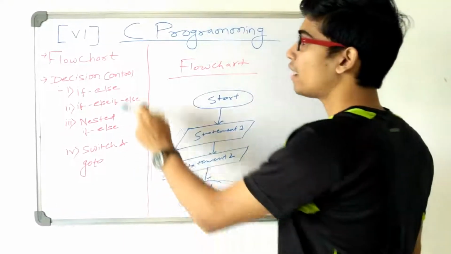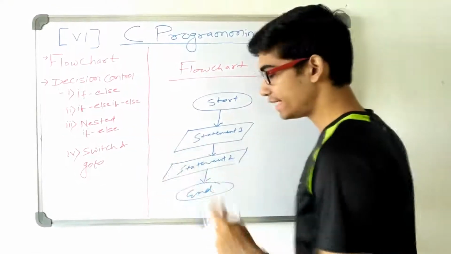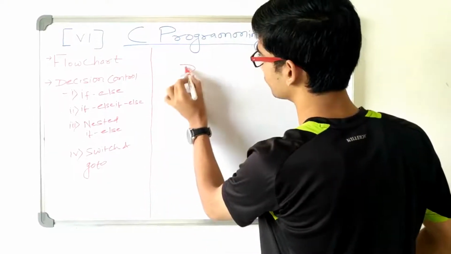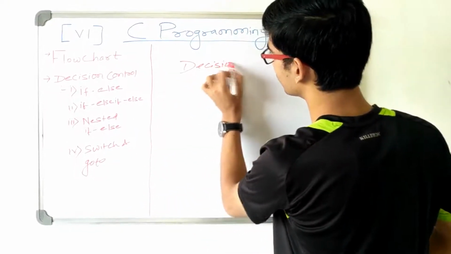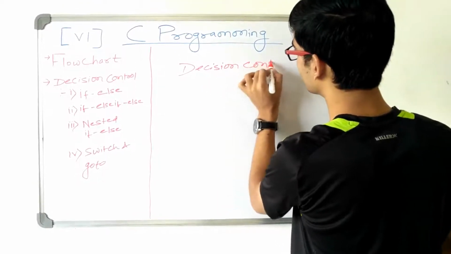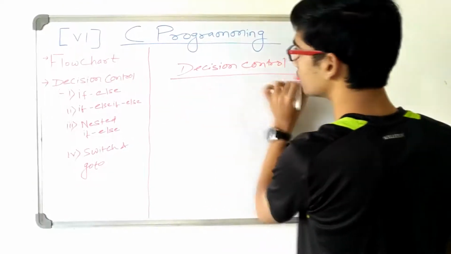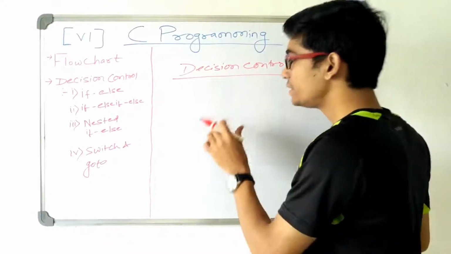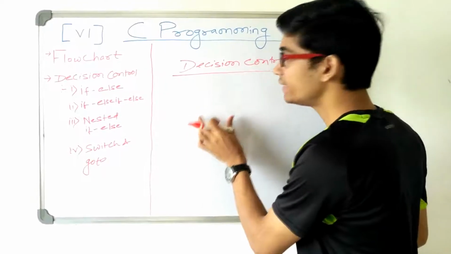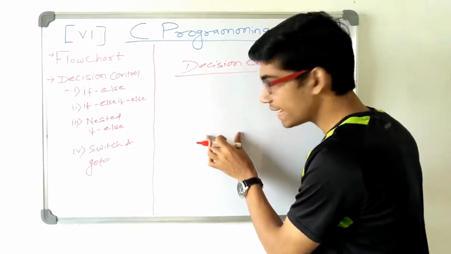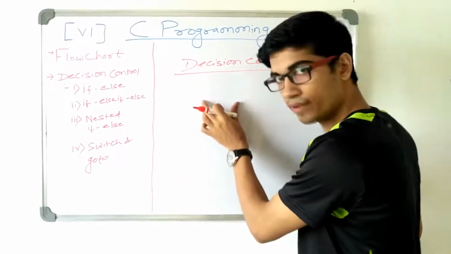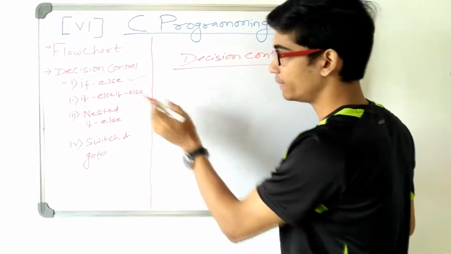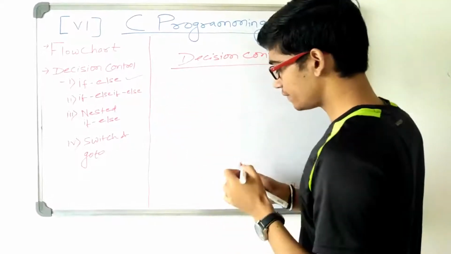Now let us see how we design flowcharts in decision control statements, and we will learn decision control statements first. In decision control we check a certain condition. If the condition is true, then only the statement is executed, and if the condition is false, the statement is not executed. Let us take the example of the if-else statement. I am writing the construct of the if-else statement.